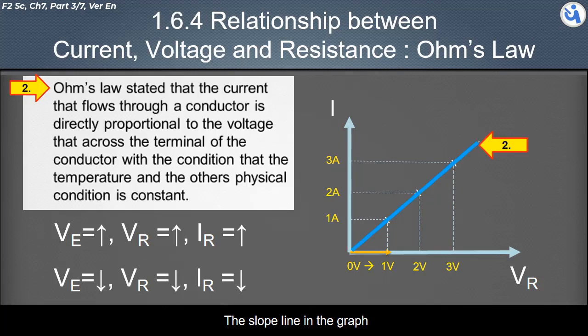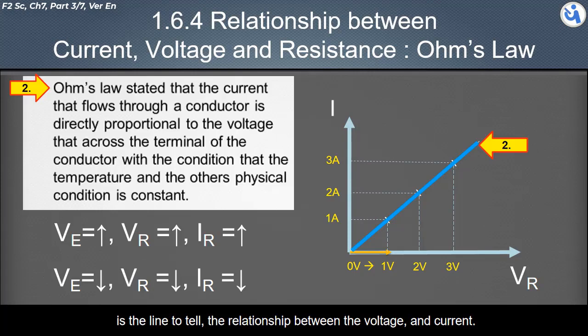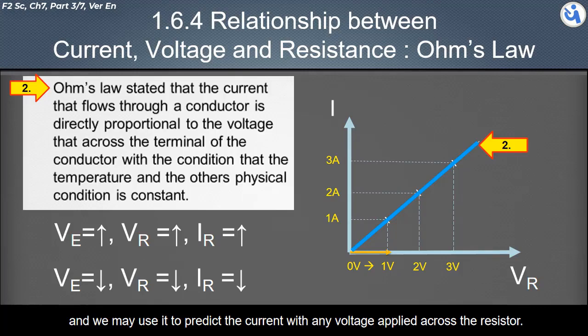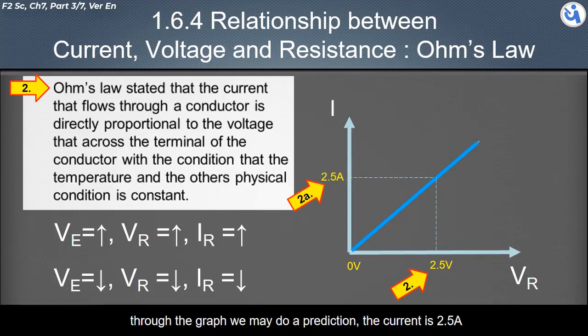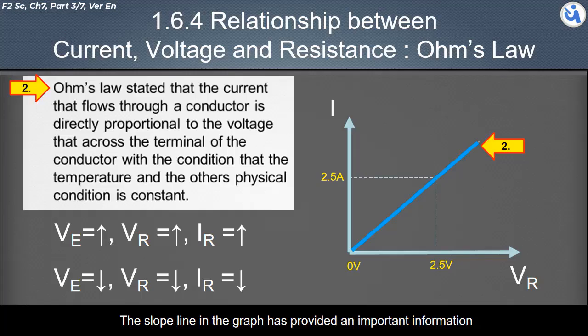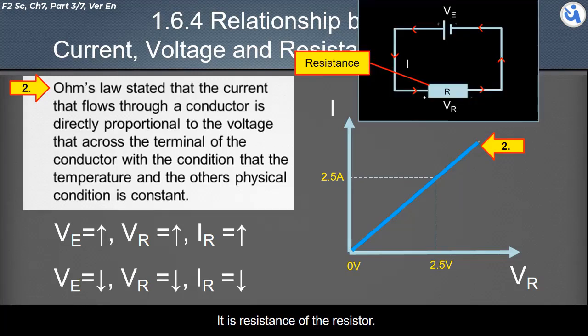The slope line in the graph tells the relationship between the voltage and current, and we may use it to predict the current with any voltage applied across the resistor. For example, if the voltage is 2.5 volt, through the graph, we may predict the current is 2.5 ampere. The slope line in the graph has provided an important piece of information. It is the resistance of the resistor.